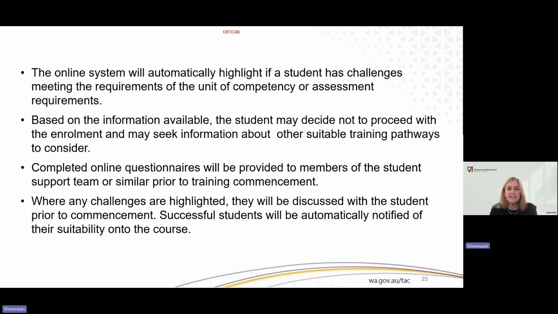Okay. The online system that Faro has put in place will automatically highlight if a student has challenges meeting the requirements of the unit of competency or assessment. And based on that information, students may decide not to proceed with enrolment and seek further information about something else that's more suitable. The completed online questionnaires will be provided to members of the student support team in this particular instance, or similar, prior to training commencement. Where any challenges are highlighted, they're going to be discussed with the student prior to commencement. Successful students will automatically be notified of their suitability for the course.